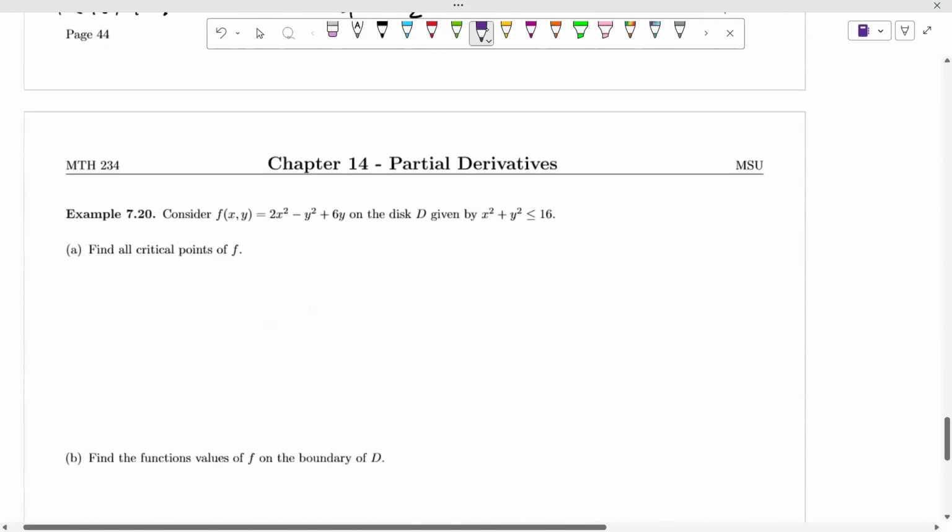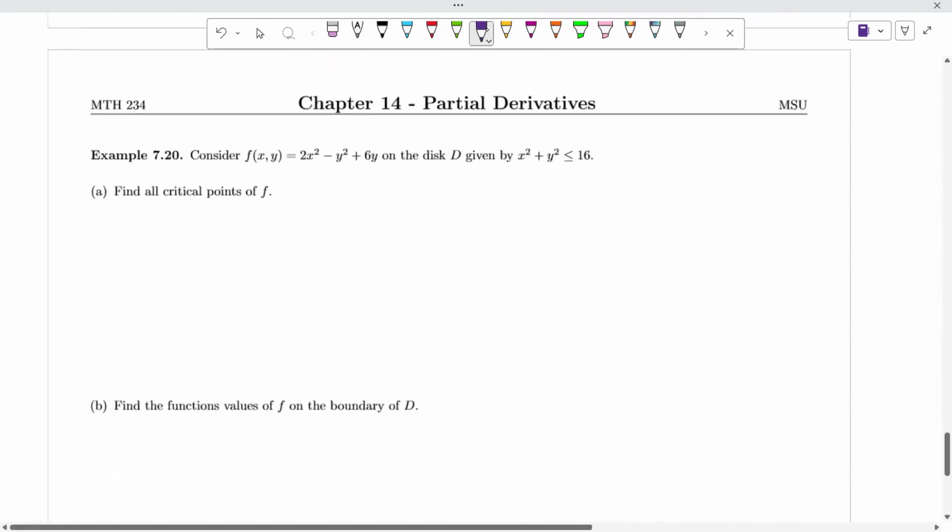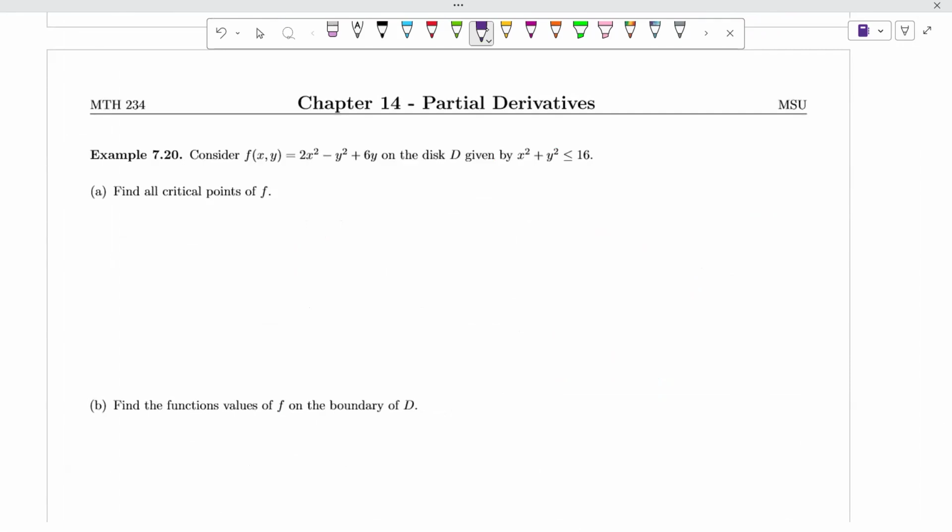But I digress. Let's go look at this last problem. So consider this new function, 2x squared minus y squared plus 6y on the disk x squared plus y squared is less than or equal to 16. So let's just draw ourselves a circle. Hey, look, first try.